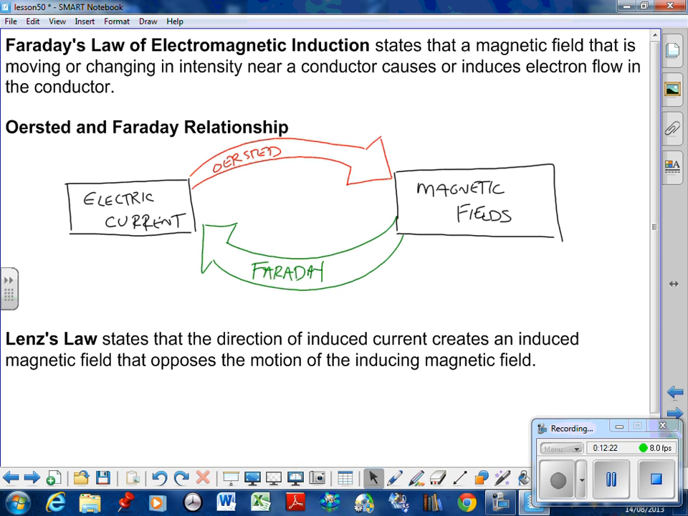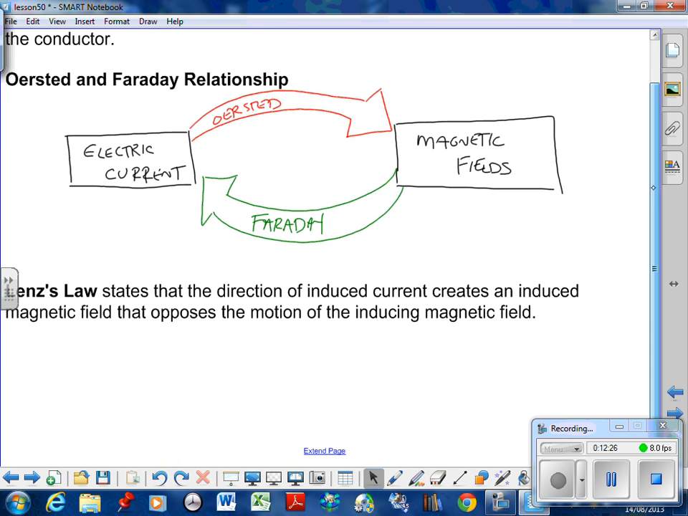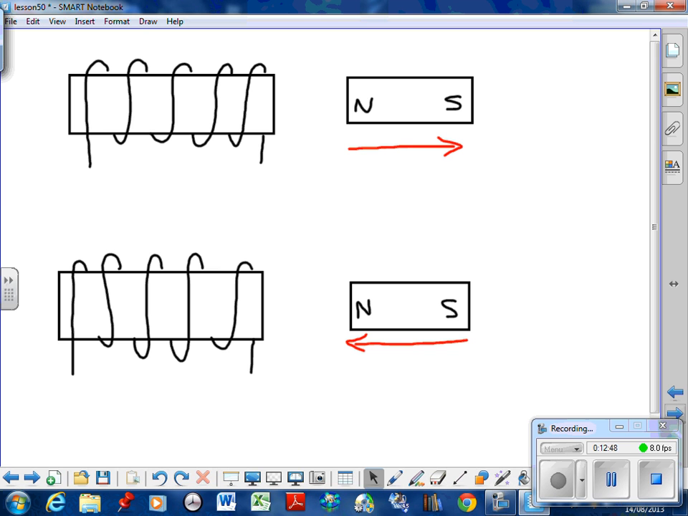And I'm going to show you how that works with magnetic fields, because in order to create that magnetic field, we need Lenz's law. So Lenz's law simply states that the direction of induced current creates an induced magnetic field that opposes the motion of the inducing magnetic field. Now, to me, it's like anything else. It sounds like double talk. I need to see an example. So here's Lenz's law, quite simply put.